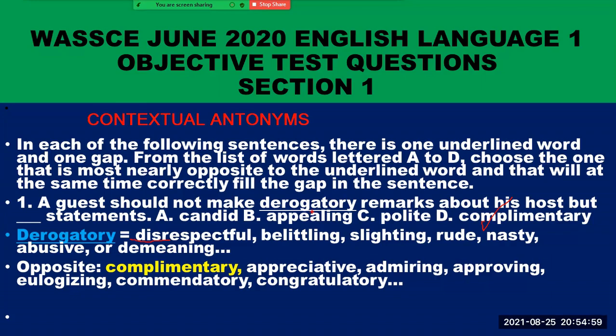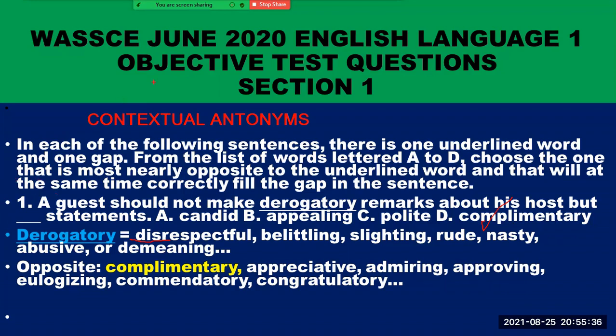So this is where polite does not fit in, but complimentary, because when you compliment someone, all right, you can say something complimentary about someone, that is something appreciative, something approving, something commendatory, something congratulatory. So that is exactly the meaning here. It has to do with what you say about someone, directly about someone. All right.